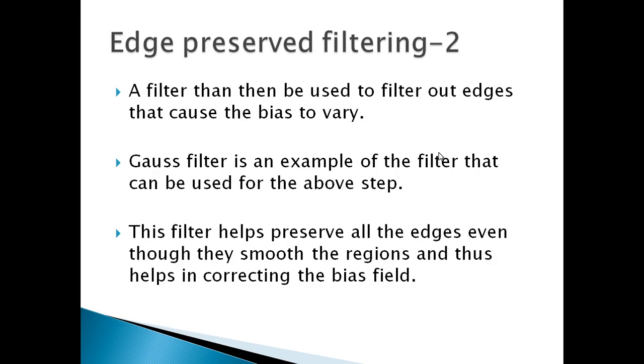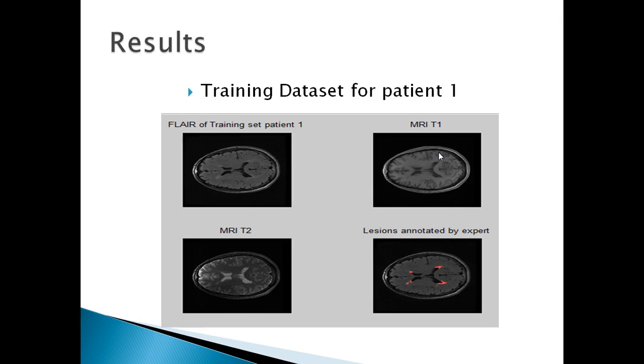A classic example of a filter here is a Gaussian filter. That can be used to filter out edges that cause the bias to vary either above or below. So this filter helps preserve all the edges, even though it smooths the regions, and thus helps in correcting the bias field, as I already told in the previous slide.